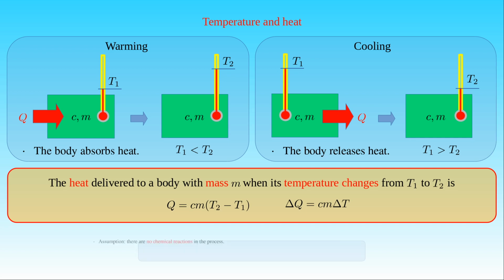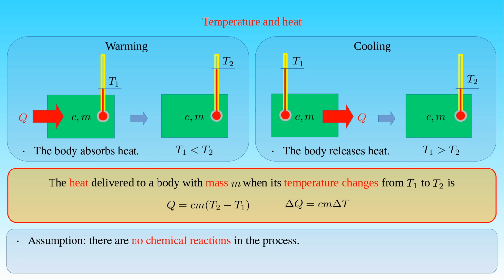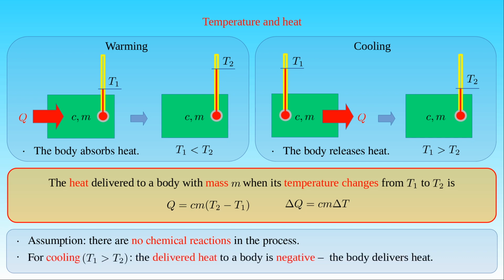Here we always assume that there are no chemical reactions taking place in the process which could release or consume heat. These formulae also show that the delivered heat to a body is negative for cooling. When the initial temperature T1 of the body is greater than its final temperature T2, the body delivers heat to its surroundings.